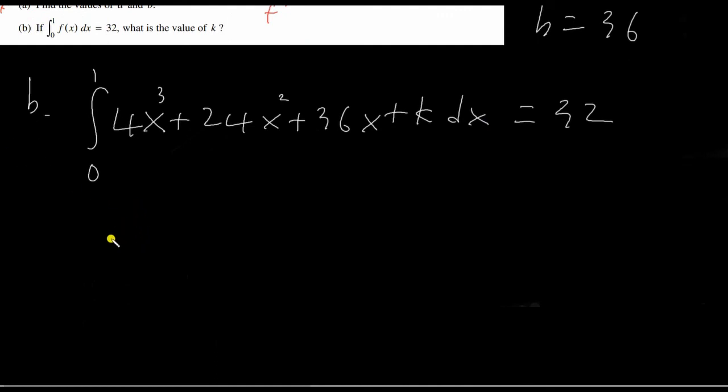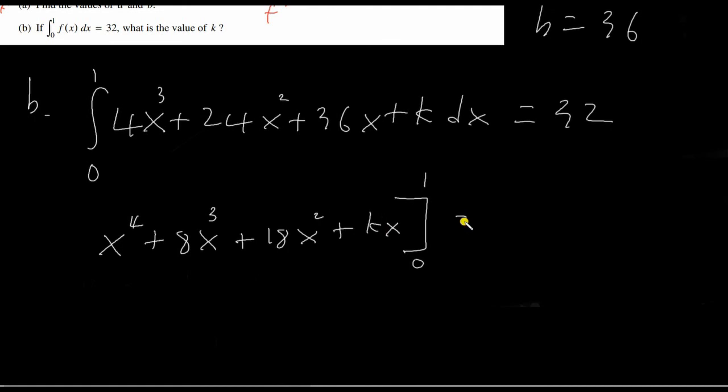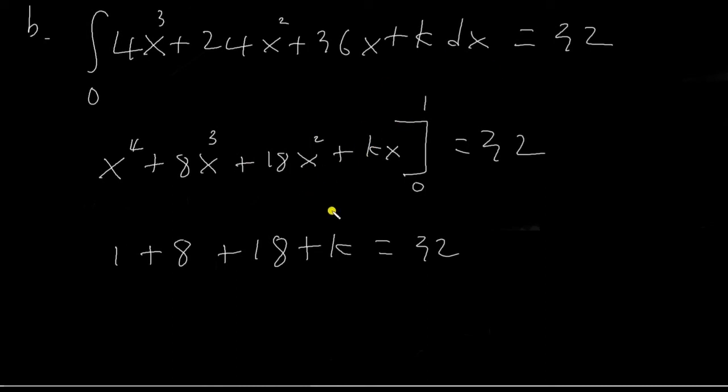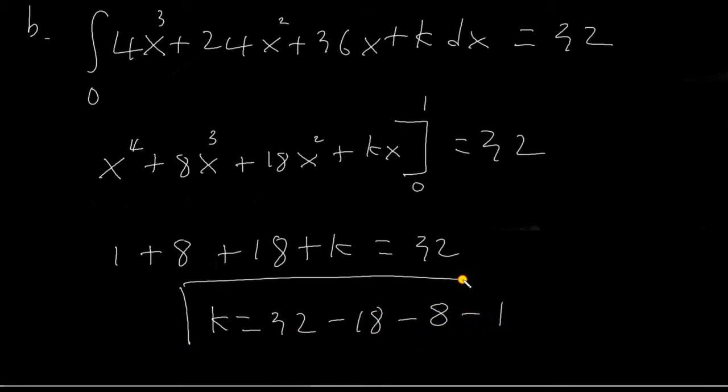Now let's do the integration, and we'll get x to the 4th plus 8x cubed plus 18x squared plus kx from 0 to 1 is equal to 32. And again, no plus c because this is a definite integral. If I plug in 1 into everything here, I'll get 1 plus 8 plus 18 plus k minus 0, so that's it, equals 32. Just by doing straightforward steps, plugging in f and integrating, we suddenly got rid of all the fluff, and now we can solve for k. So k is 32 minus 18 minus 8 minus 1, and I'm not going to bother doing that because it's good enough.